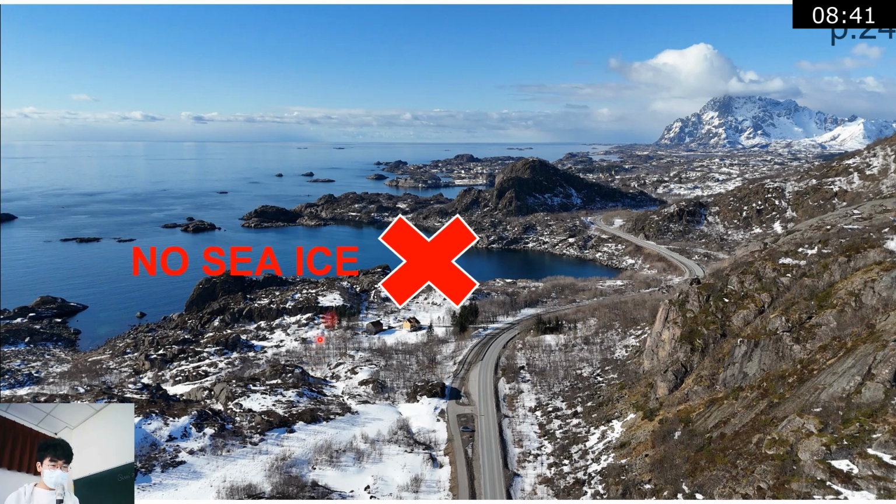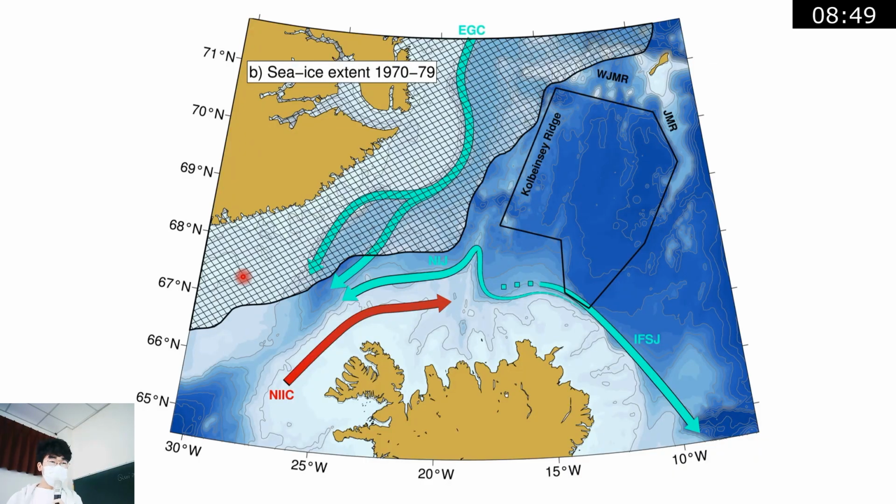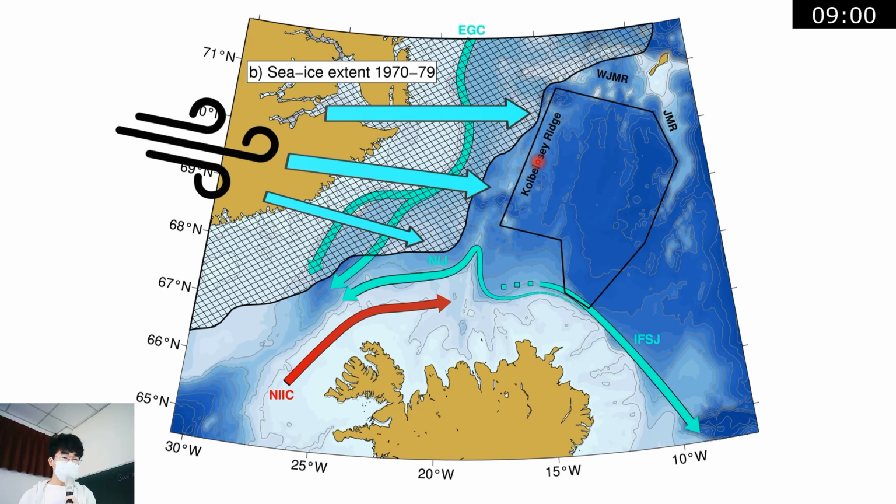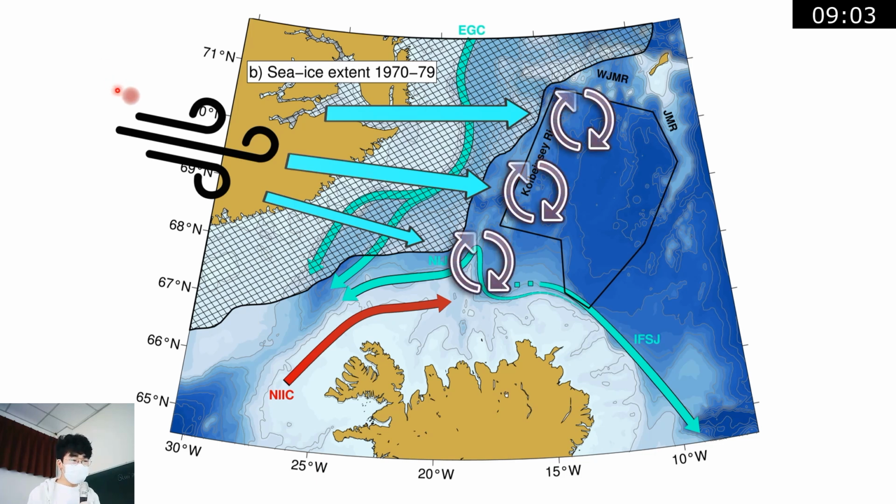And this is in northern Norway. You can see that even in the winter, there is no sea ice. And you can see how the sea exchanges heat with the cold wind. When the wind blows from the land, the cold air flows to the sea, so it can exchange heat with the sea. And this is in 1970 to 1979.